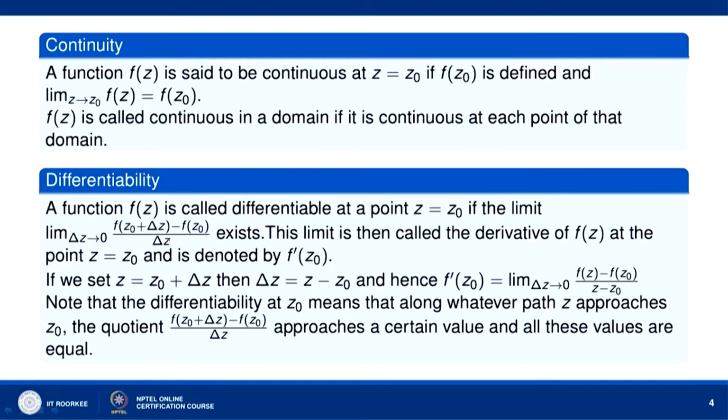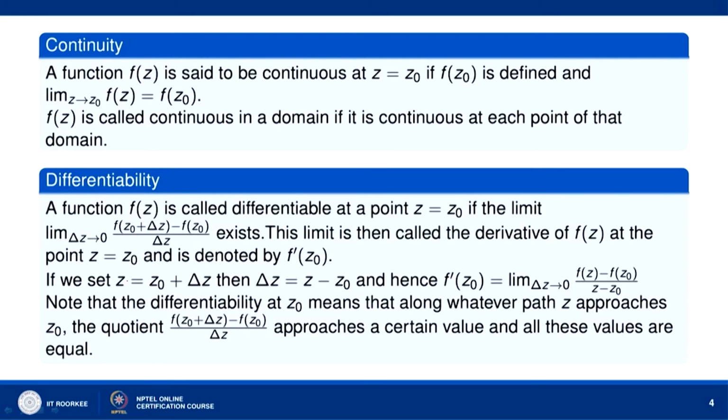Then we come to the concept of differentiability. A function f z will be called differentiable at a point z equal to z naught if the limit of f z naught plus delta z minus f z naught over delta z as delta z approaches 0 exists. This limit is then called the derivative of f z at the point z equal to z naught, and we denote it by f prime z naught.